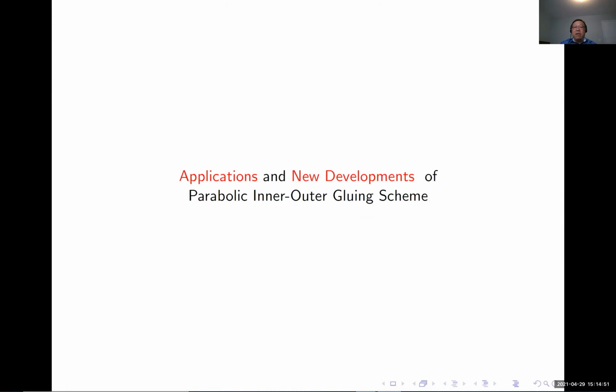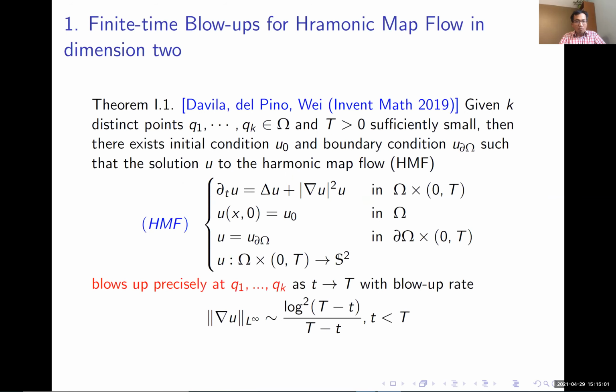Okay, I will take a few minutes to discuss some new applications and the Pyberg Green, because there is a lot of things happening just in the last few years. First, let me discuss the final problem for harmonic map flow. This is the paper we developed, the Pyberg Green. So for the harmonic map flow, which is going from a two-dimensional domain to S2, you can construct a solution blow-up at any given point, multiple points, and the blow-up rate is log, okay? It's the same like dimension four, the heat equation, dimension four.